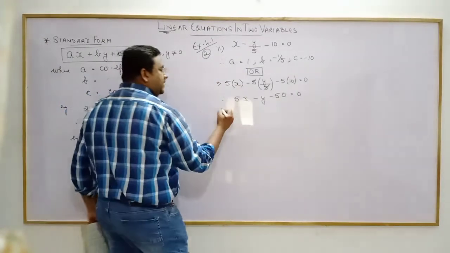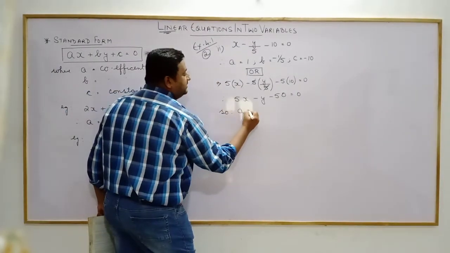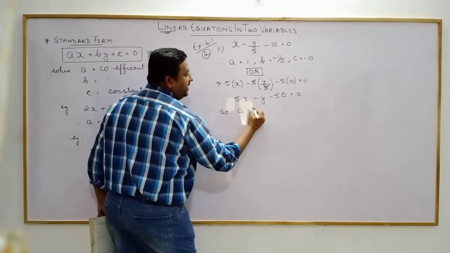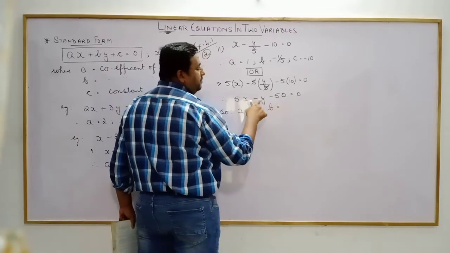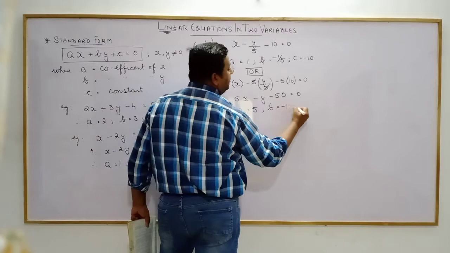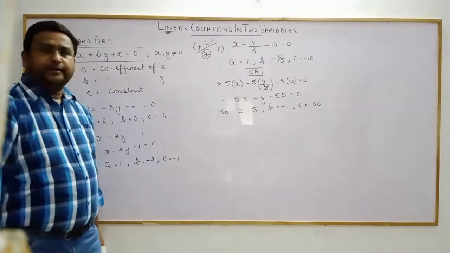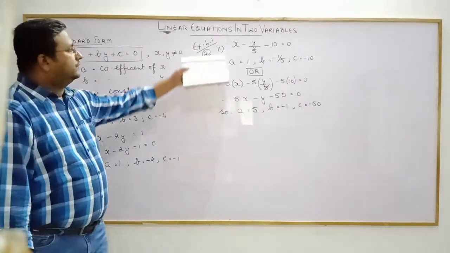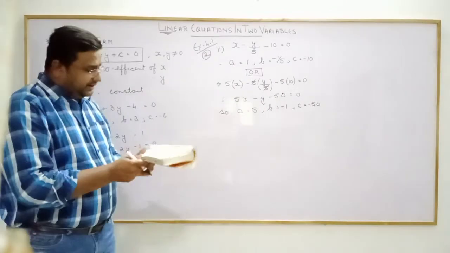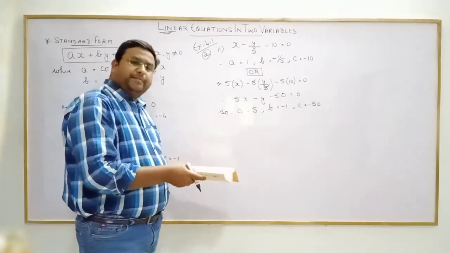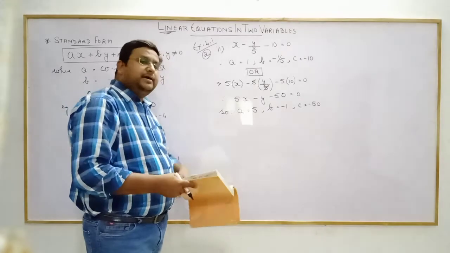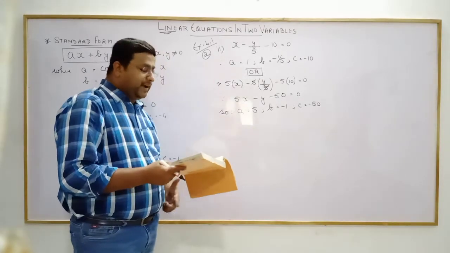So here a is equal to the coefficient of x, 5, b is equal to minus 1 and c is equal to minus 50. Clear? Correct? Both of them are the standard forms. Then we talk about the third part. You can do minus 2x plus 3y plus 6, which will be transposed and becomes minus 6.